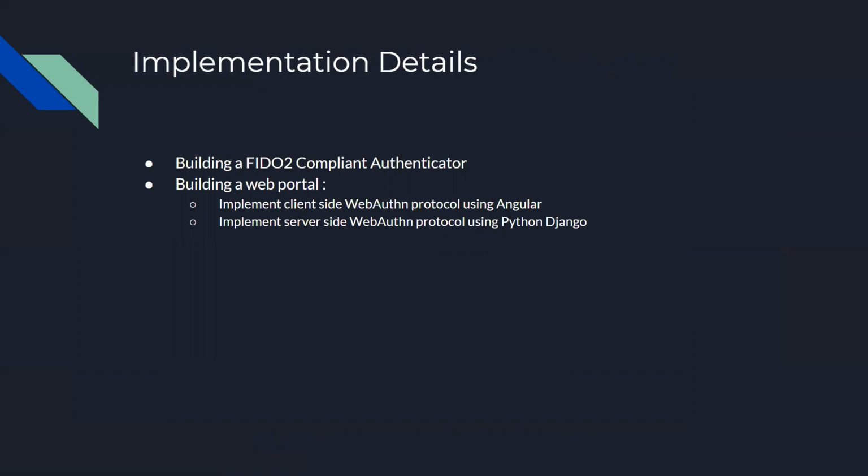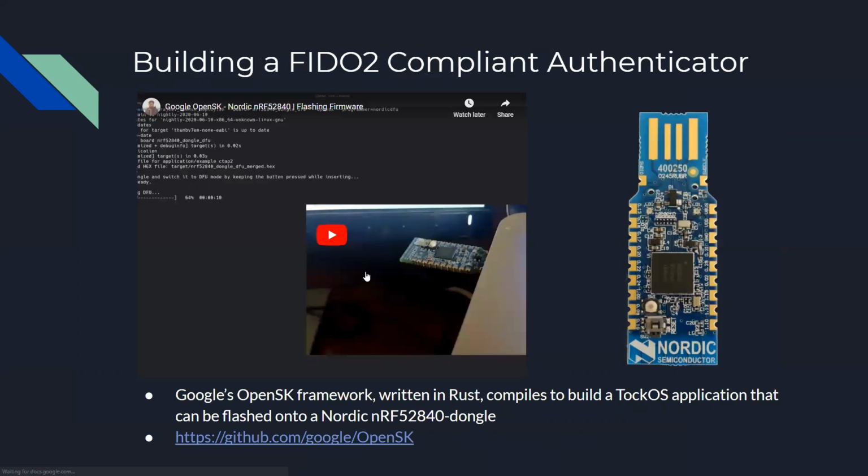So the client side is using TypeScript Angular. The server side is built using Python Django. So, building a FIDO2 compliant authenticator. For this, I'm using Google's OpenSK framework, which can be used to build a TockOS application. TockOS is an embedded OS framework, which basically emulates the USB HID protocol. And inside that, Google has implemented all the security algorithms that can be compiled and flashed into this Nordic nRF52840 dongle chip. This dongle can be bought, and we can flash this.